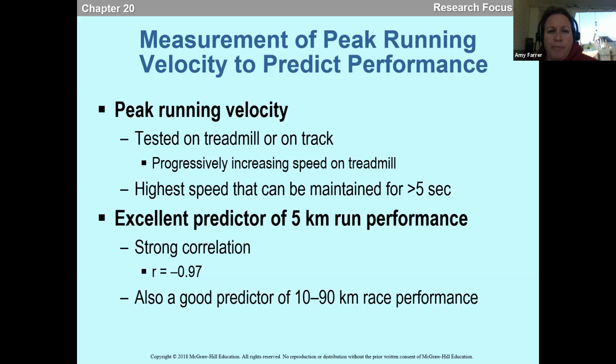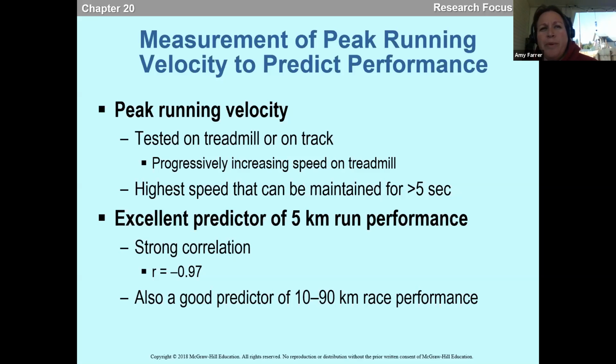How do we measure our peak running velocity and effort to predict performance? We test it on a treadmill or a track. Keep increasing the speed. What's the highest speed you can maintain for more than 5 seconds? It's an excellent predictor of 5K run performance. It's also a pretty good predictor at the 10 to 90K. So keep that in mind.